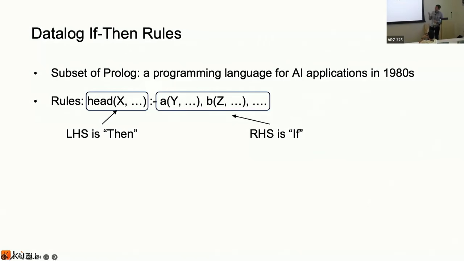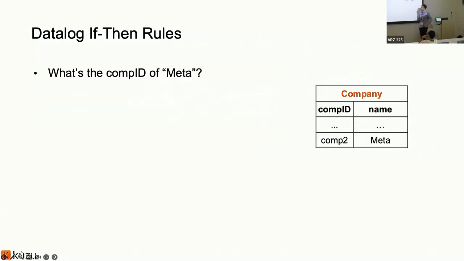So let me best explain through an example. Suppose this is your question: What is the company ID of Meta? Okay, very simple query. You can answer directly by querying a single relation, because it's in this company relation. Here's the Datalog rule you would write for this.